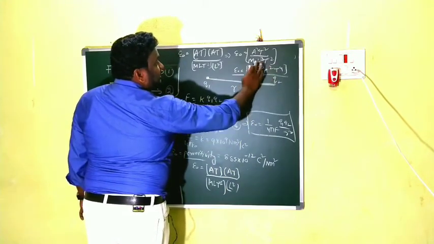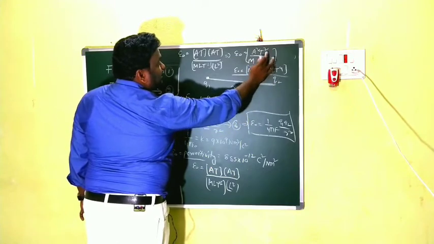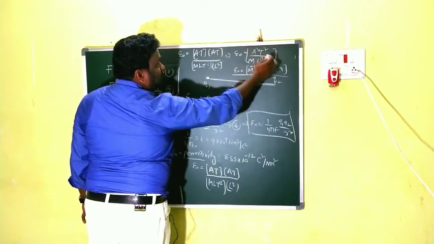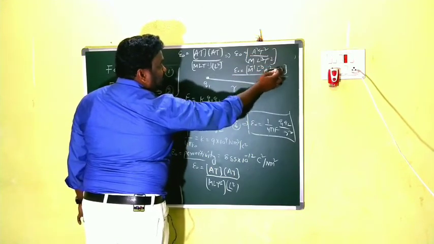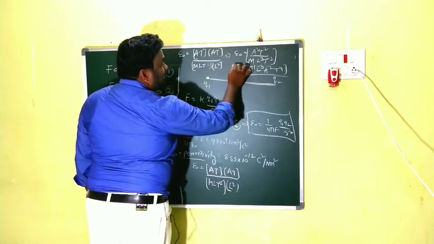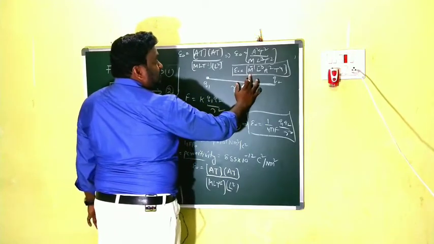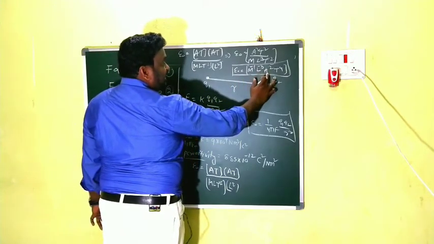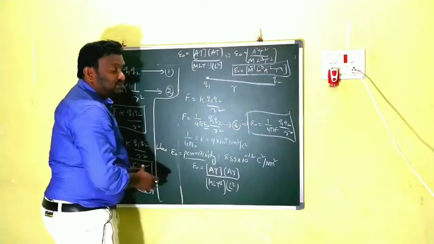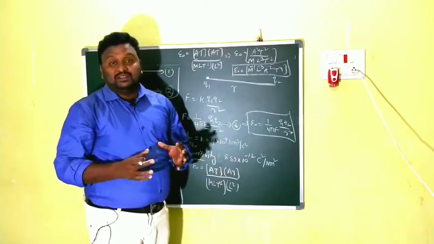A square, sorry, A square, and T to the power of minus 2 is there, and it goes to the top. It is also T square plus T square, T to the power of 4. So now this is the dimension formula for permittivity: M inverse, L to the power of minus 3, A square, and T to the power of 4. So this is simply about the permittivity.